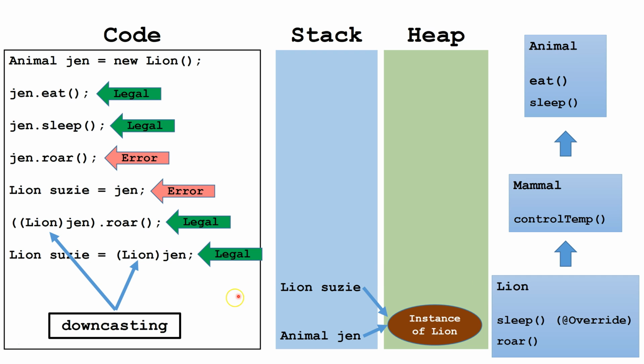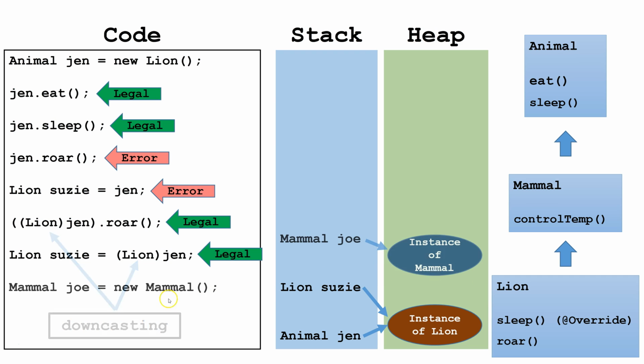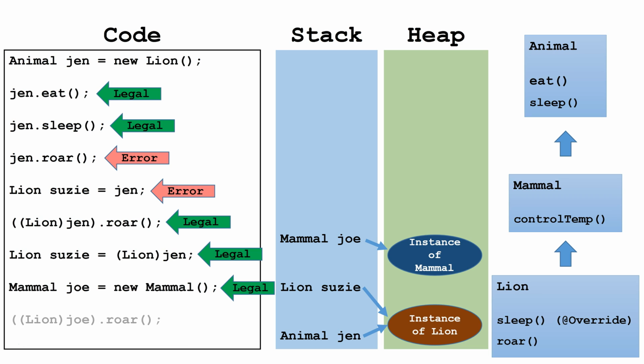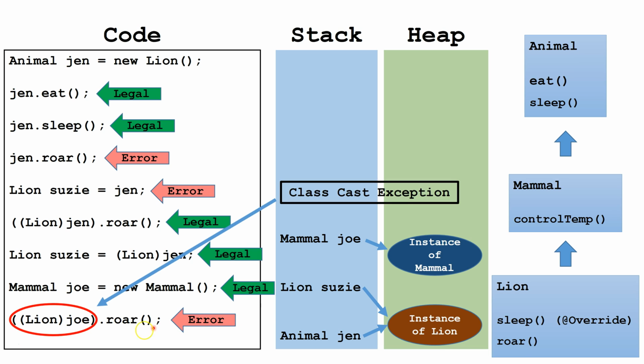Next, we are going to look at a final example. Here, we are declaring a reference variable Joe of type mammal on the stack. Then we are having Joe point at a new instance of mammal on the heap. Here, we try casting Joe as a lion. This will generate an error, because we are assuring the compiler that Joe is in fact pointing at a lion.